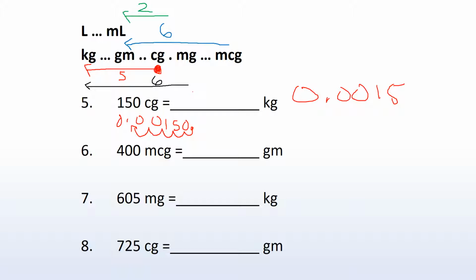Micrograms to grams. How many spaces left or right? 6. So we're starting from here. We're going 6. So here's 400. Let's move it 1, 2, 3, 4, 5, 6. 0.0004.